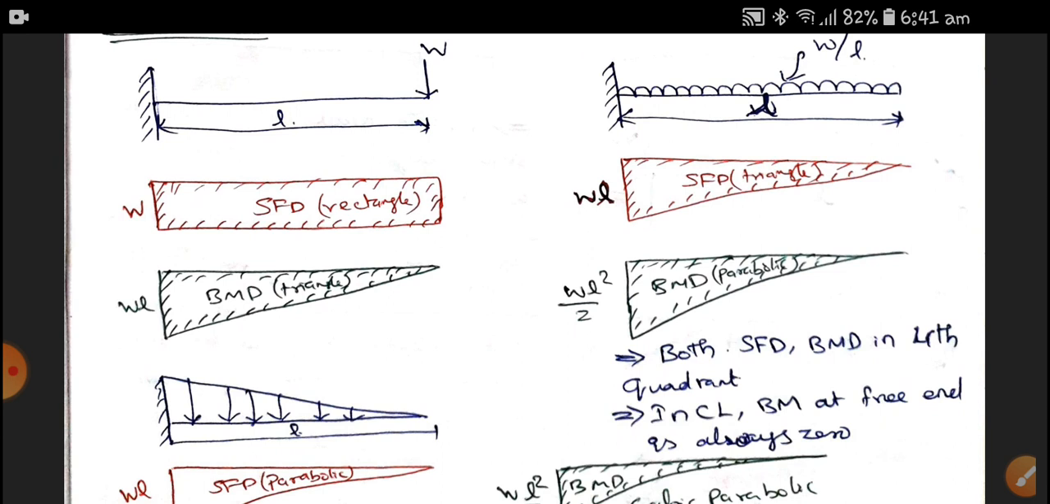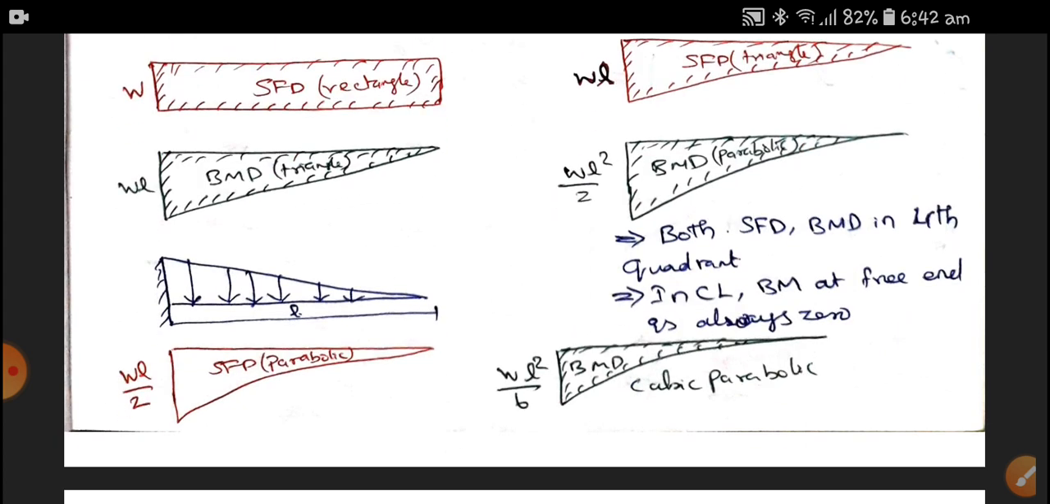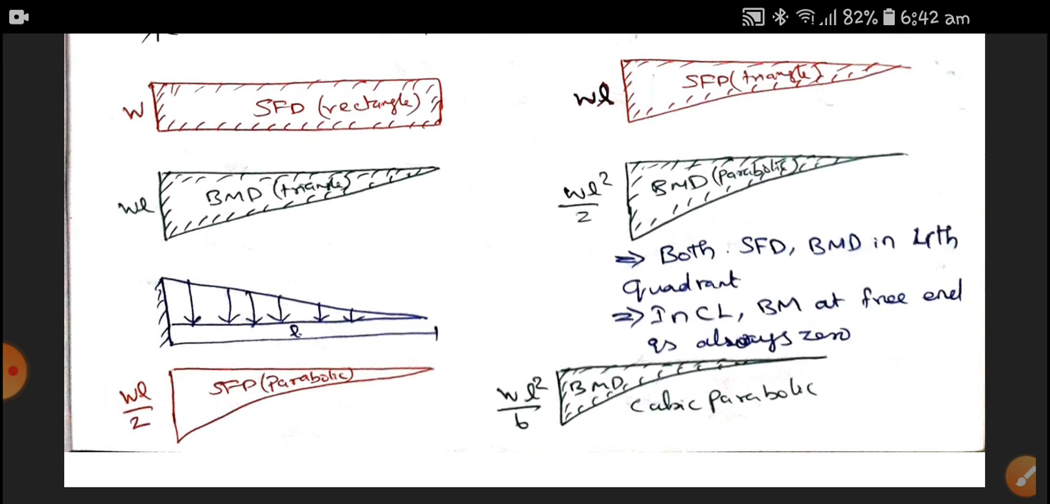Here both shear force and bending moment are in the fourth quadrant. Therefore, in the cantilever beam, both shear force and bending moment are in the fourth quadrant. Please make a note, the cantilever beam bending moment at the free end is always zero, whatever the loading condition may be. You can see the cantilever beam subjected to uniformly varying load, where the intensity is maximum at the fixed end and zero at the free end, where the shear force diagram comes as a parabola. If we differentiate the parabola, we get a cubic parabola in the bending moment diagram.